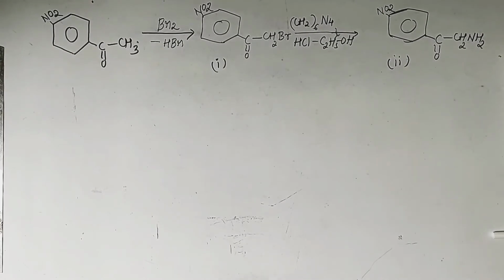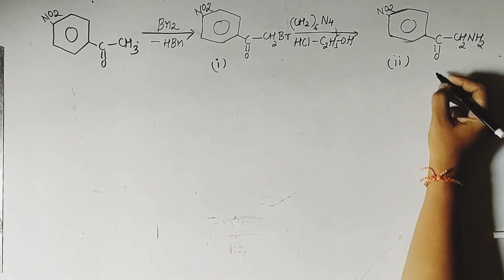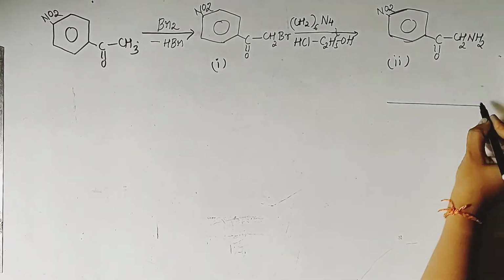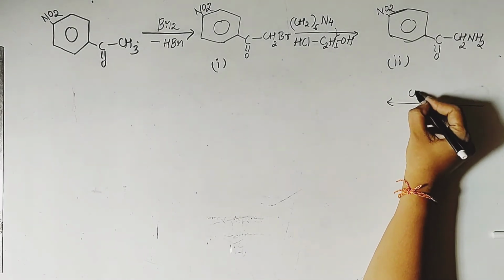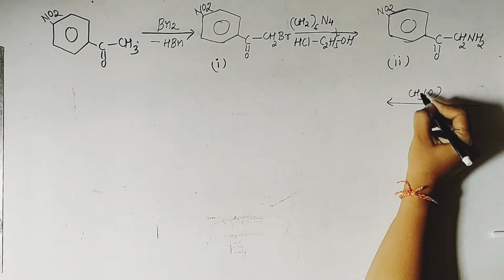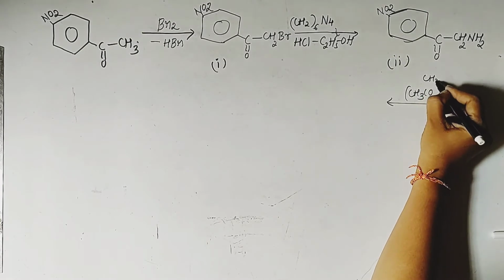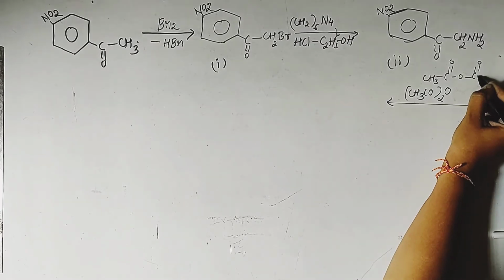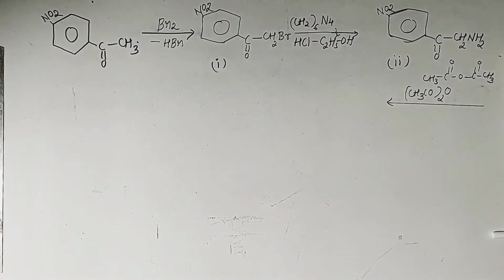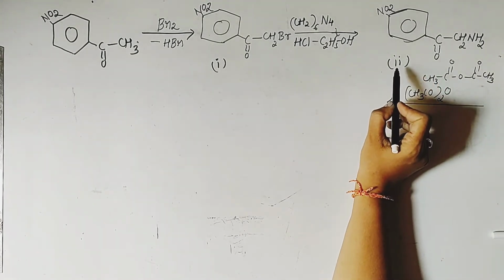Next, what we have to do? Here we have to introduce one amide group. For that we will do the acetylation. The best process to introduce the COCH3 group is acetylation. For that we are using acetic anhydride, CH3CO twice O. We can also write it as CH3CO-O-COCH3. This acetic anhydride will react with the intermediate product.